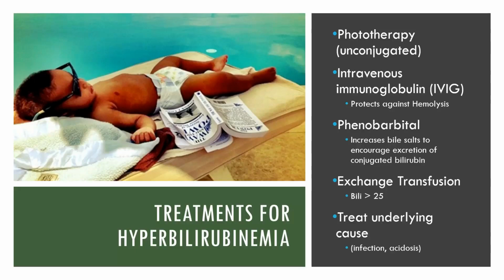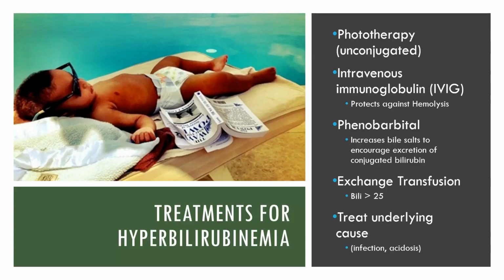Phenobarbital. This helps if you've got a conjugated hyperbilirubinemia. So it increases your bile salt. Remember, it sits in that gallbladder, that conjugated bilirubin. So if you increase that bile excretion or that bile production, then it can push that conjugated bilirubin out of there and into the small intestine.